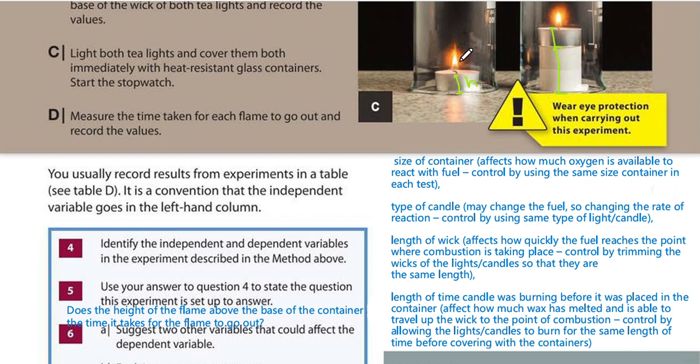So once you light it, you can allow 5 seconds or 3 seconds. You can measure the time. Once the 3 seconds come, you can quickly cover it. Even for the second time, once it's lit, wait for 3 seconds and then cover it. By doing this, you can control the length of time the candle burned before it was covered. Is that clear? So here I have given 4 different variables that can be controlled, that will have an effect on the dependent variable. You can choose 2 of them and write down the answer. Okay?